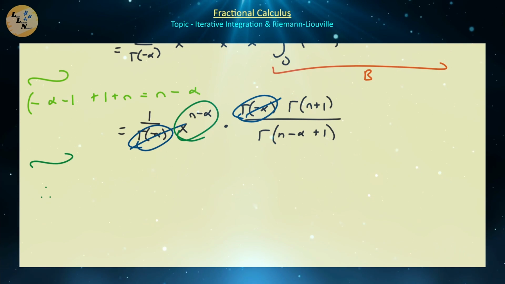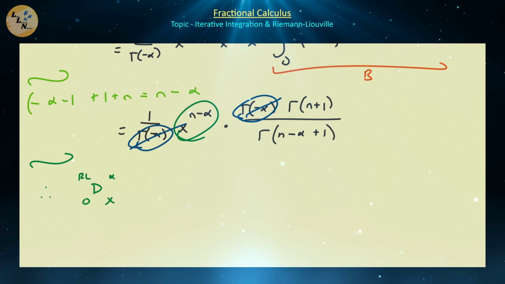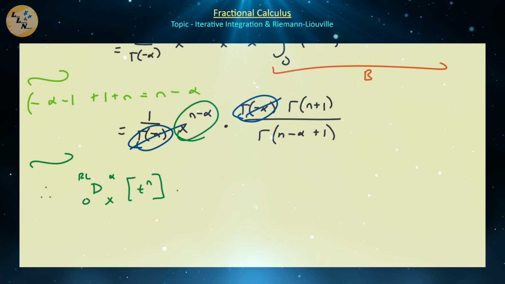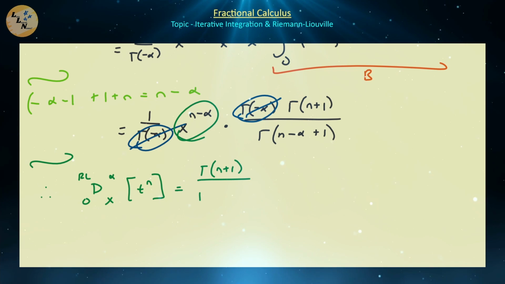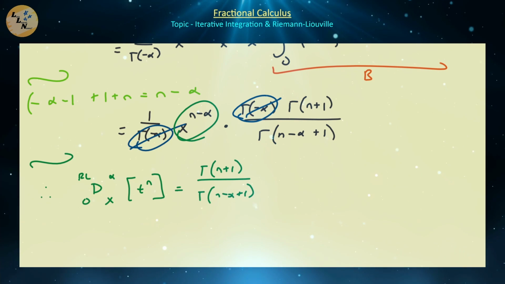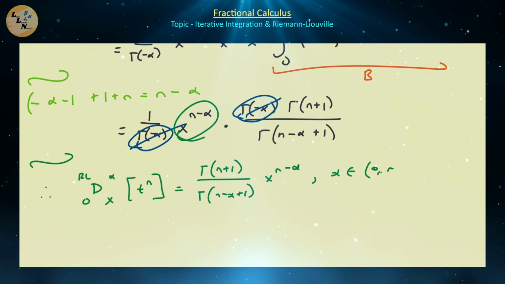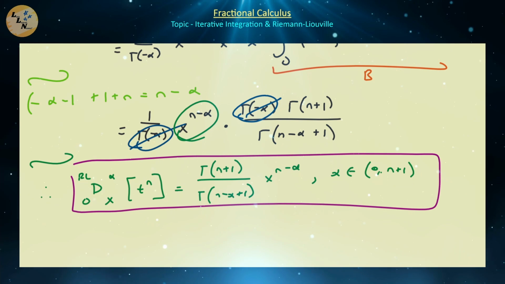So let's just formally state that again. The Riemann-Liouville fractional integral with base point 0 of x of t to the power of n is equal to gamma n plus 1 over gamma n minus alpha plus 1 times x to the n minus alpha. And of course you should be able to show that alpha must be restricted to the interval 0 to n plus 1 for all these integrals to converge appropriately. Right? So that's a very, very good result.